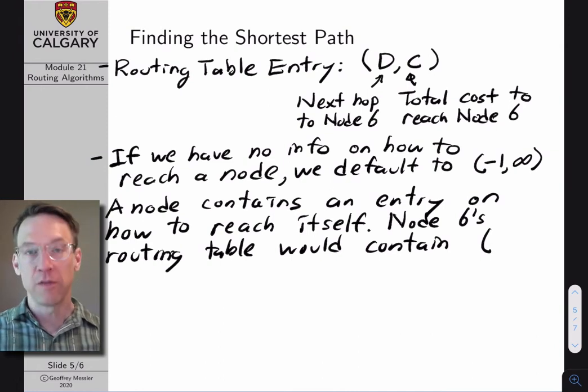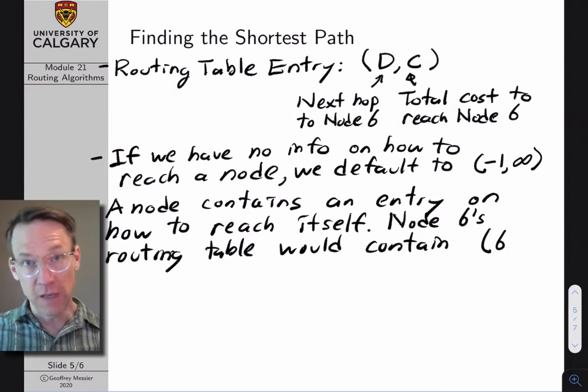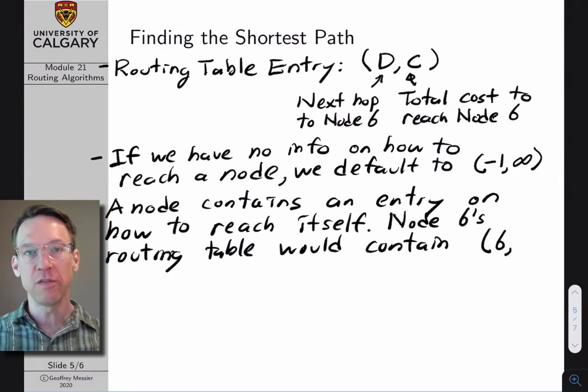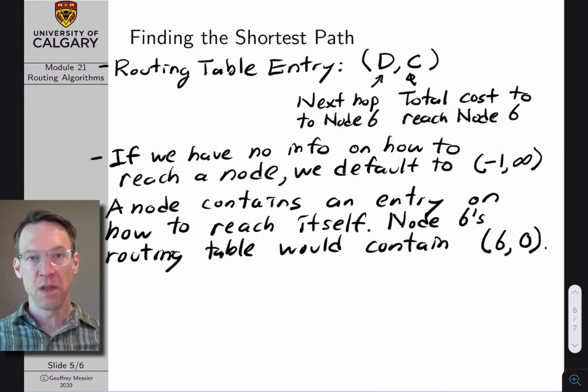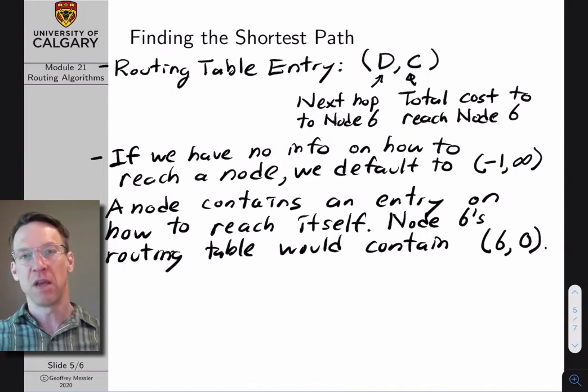So if node 6 wants to send a packet to itself, the next hop address is 6, right? It uses its own address. And the total cost of sending a packet to itself is 0. And so when the node 6 router is turned on, it has no idea how to reach anybody else, but at least it knows how to reach itself. And so at the very least, it can put one entry in the routing table saying, if I wanted to send a packet to myself, I would use my own address and my cost would be 0.